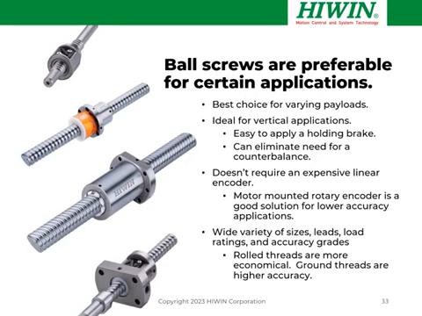There's a huge variety of sizes and leads and load ratings and accuracy grades. Generally, rolled ball screw threads are more economical. Precision ground ball screws are higher accuracy, and they're also a good choice for the highest precision, where you can get the most accurate leads.